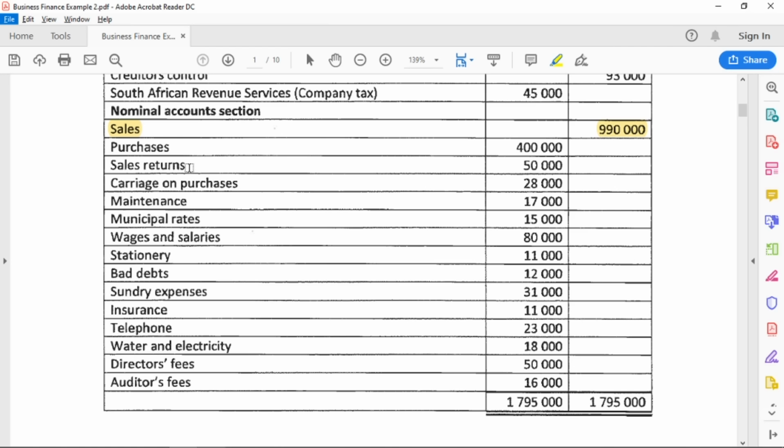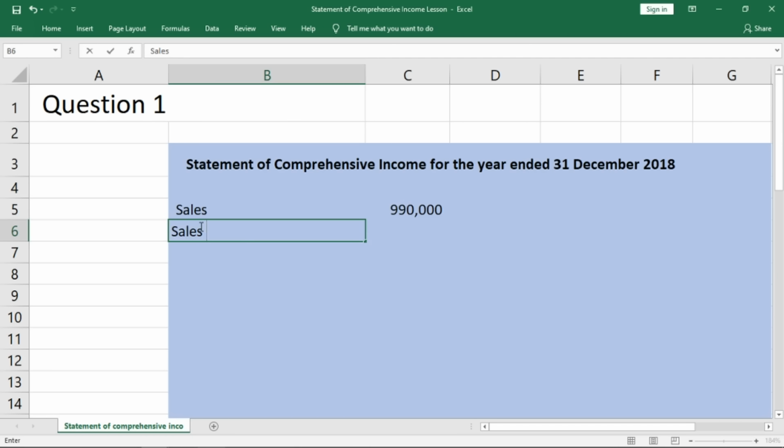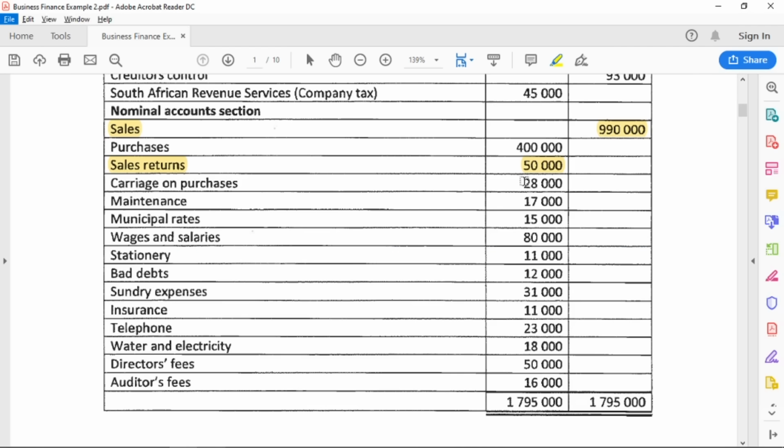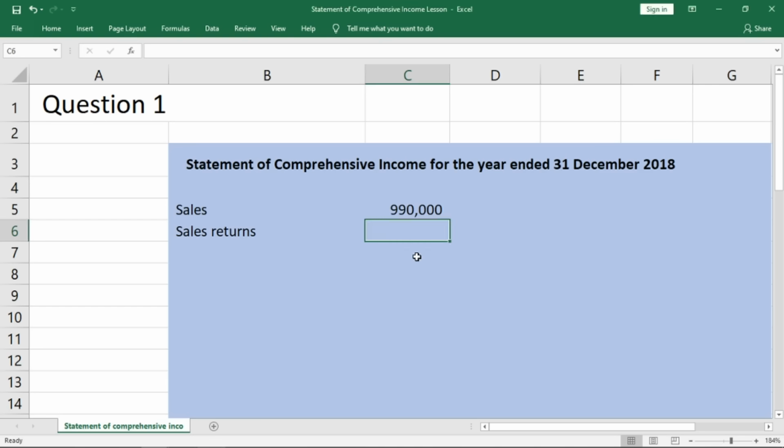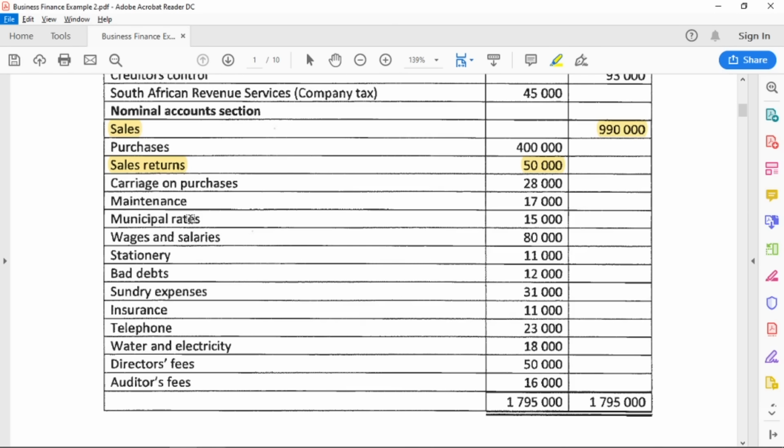Now here is something: whenever we have sales returns, we have to deduct it from our sales, because we sold something to customers and they returned it back to us. So we put here sales returns, and we put it in brackets. What was the amount? It was 50,000 rand, so we put it in brackets, 50,000. And then we take our sales minus our sales returns to get our actual sales figure, because there's nothing here that affects sales.